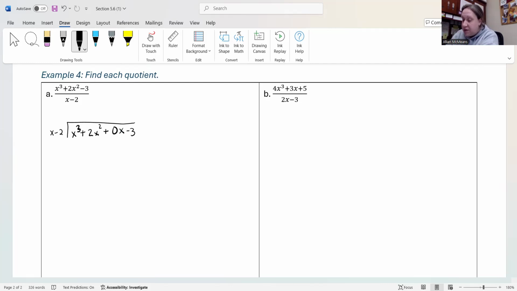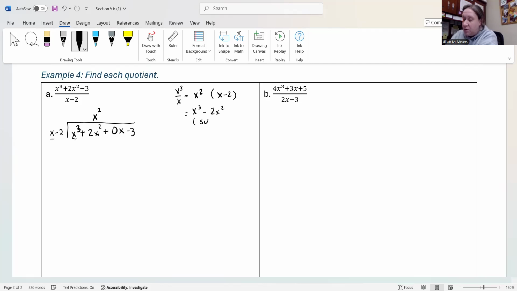So first step, I want to take the first term of the dividend and divide it by the first term of the divisor. So I have x to the third divided by x. The x in the denominator cancels one of the three in the numerator, leaving me with just x squared. I want to make sure I line up that portion of the quotient with the squared column. Now I take x squared and multiply it by my divisor, x minus 2, which gives me x to the third minus 2x squared.